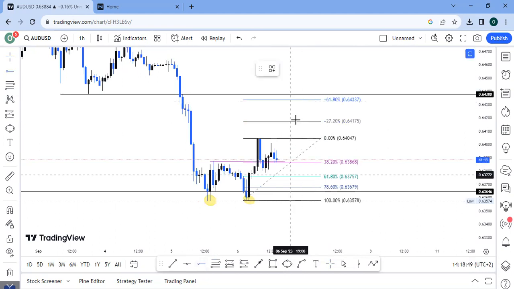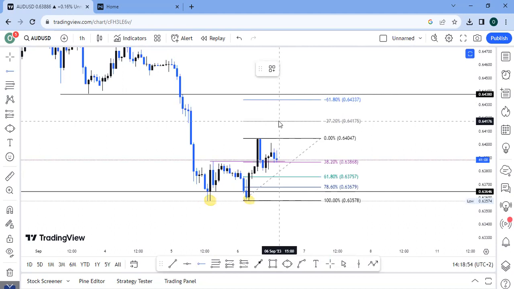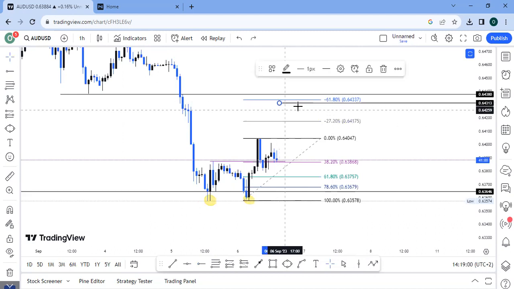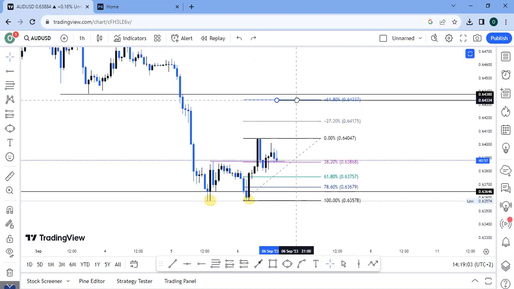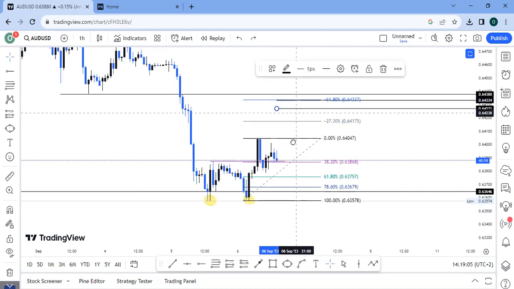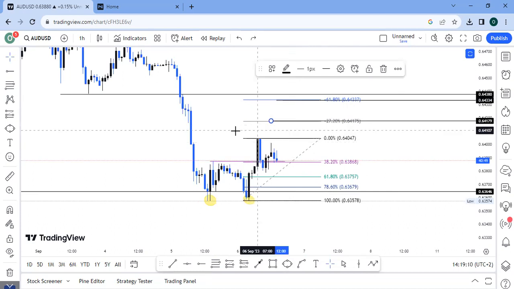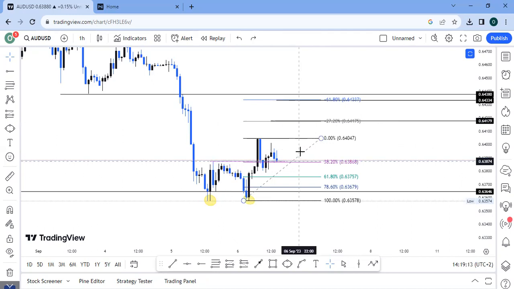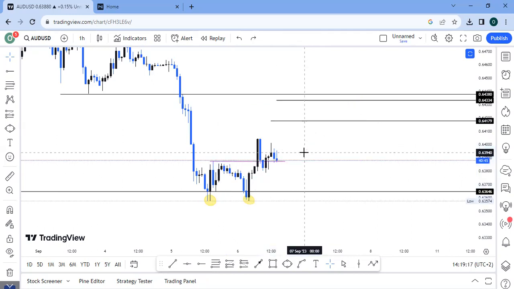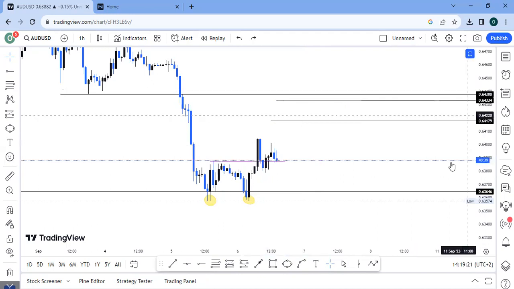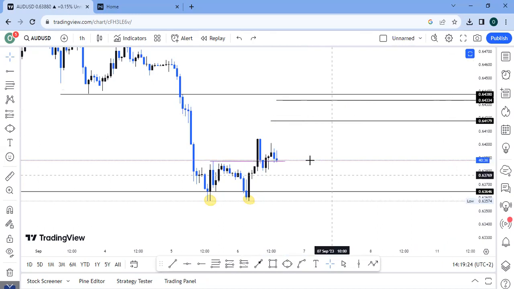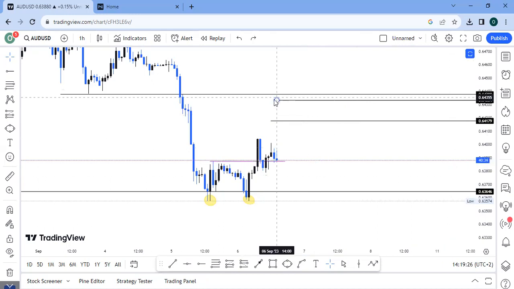So my possible target, or my take profits, right? I'm looking at taking profits at 27.2 and at 61.8. That will be my TP2, and my first take profit will be here at 27.2. So in terms of price, we're looking at around 0.64180 and 0.64330. So around those price levels there, right?